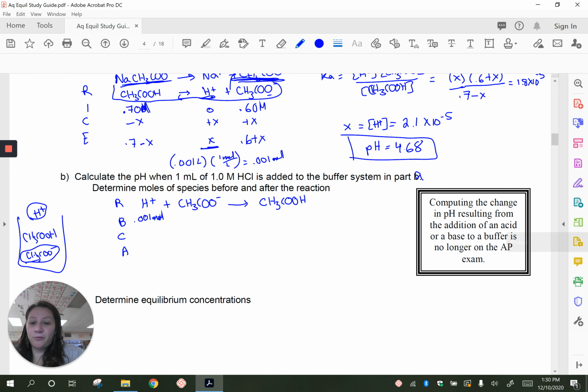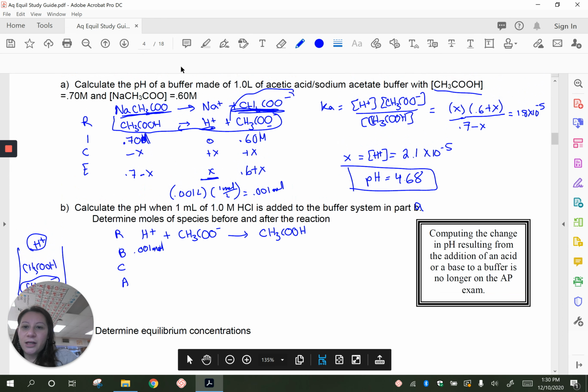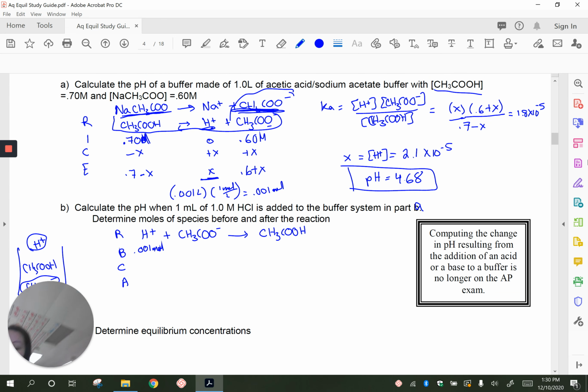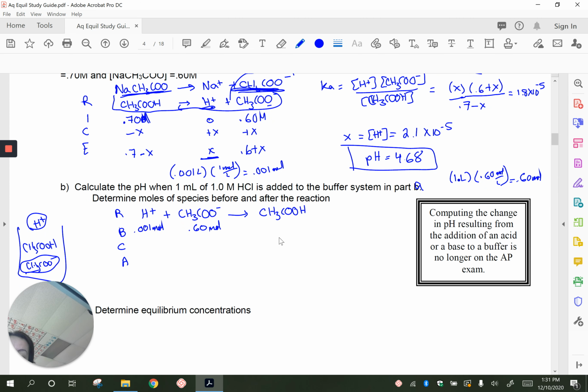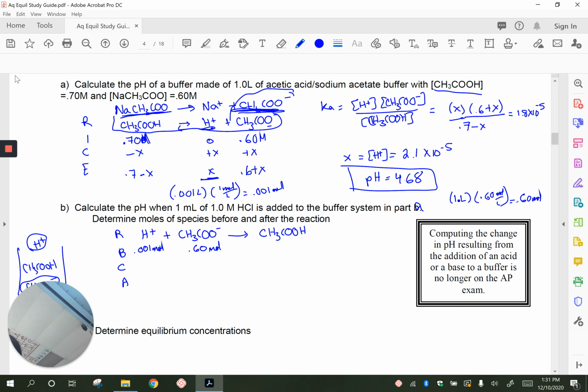My acetate, before I start, I know that I have 0.60 molar and I have a liter of it. So 1 liter times 0.60 moles per liter gives you 0.60 moles. Right? So that's my acetate, 0.60 moles. How about my acetic acid? I actually have some acetic acid sitting here in my beaker, right? The concentration of the acetic acid is 0.70 molar and I have a liter of it. So I have 0.70 moles of this.